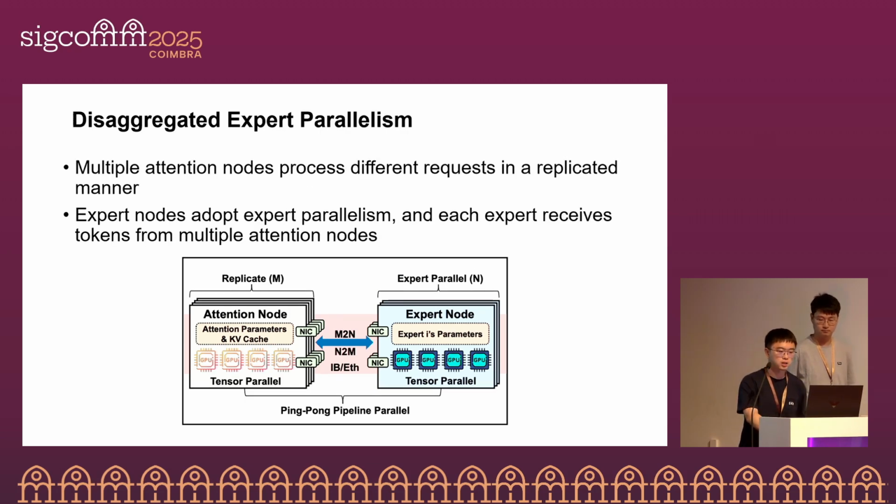Under disaggregated expert parallelism, attention and experts are deployed independently. The attention nodes are deployed in a replicated manner, also known as data parallelism, where each node processes different requests. On the other hand, the expert nodes adopt expert parallelism. Each expert receives tokens from multiple attention nodes, which increases the FFN batch size.